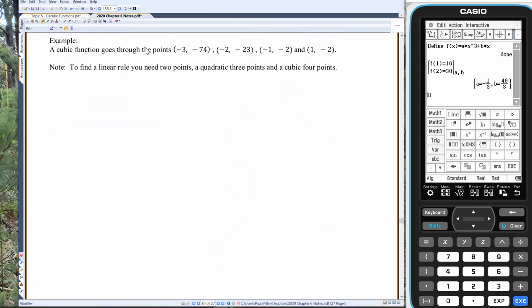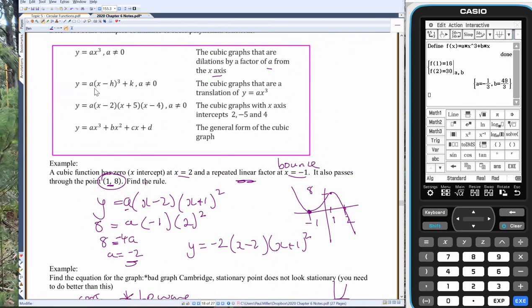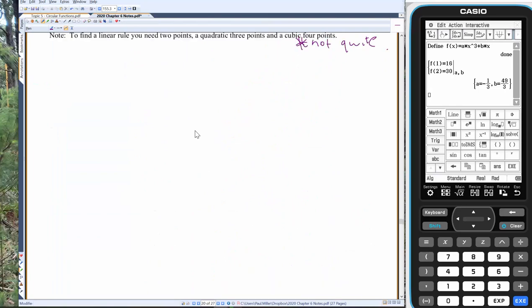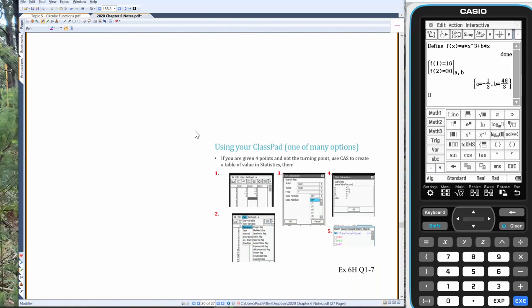Okay, cubic function goes through these points. To find a linear rule, you need 2 points, a quadratic 3 points, a cubic 4 points. Not quite. Notice that you can get one using this form with 3 points, because you have 1, 2, 3 unknowns here. So that's not quite true. But yes, thank goodness, I've just scrolled down a bit further here. This is really a CAS question.